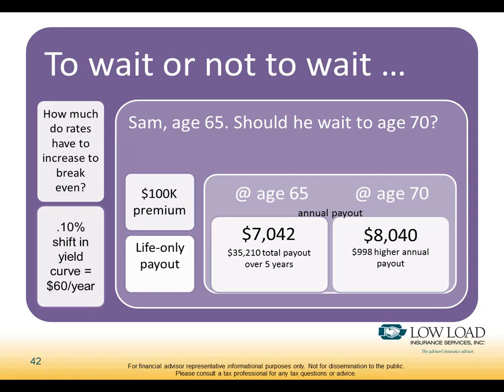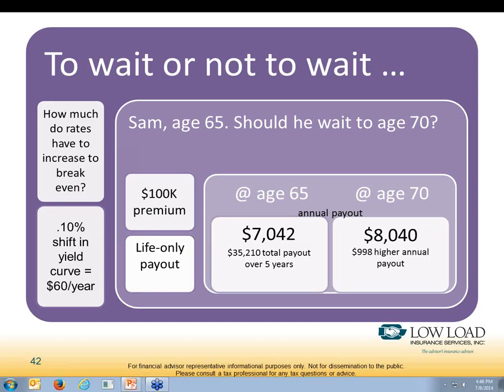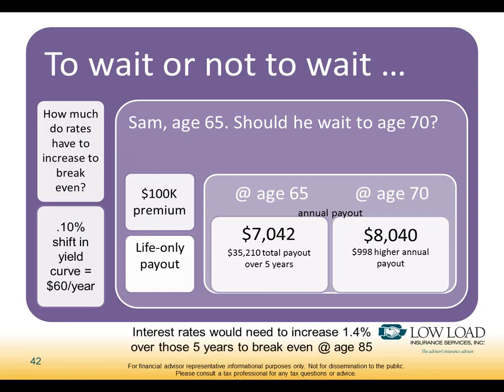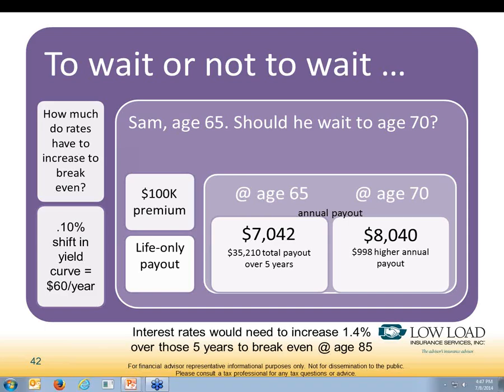All right, so from talking to some actuaries in a home office, what I was told is that at age 65, for every $100,000 in premium, every 10 basis point shift in the yield curve equals $60 a year in payouts. That could be either up or down depending on how the payouts go. All right, Dina, next slide. And using this, interest rates would need to increase about 1.4% over those 5 years in order for the client to break even at age 85.